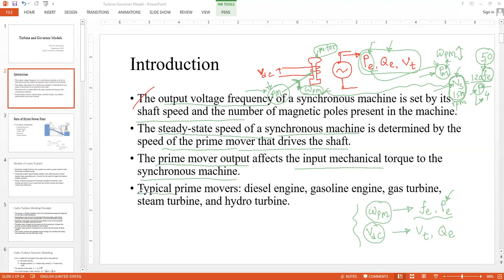And there are some examples of typical prime movers. Of course, you may see the application of a diesel engine or gas engine, or the gas turbine, the steam turbine or the hydro turbine. And these are mostly conventional examples.